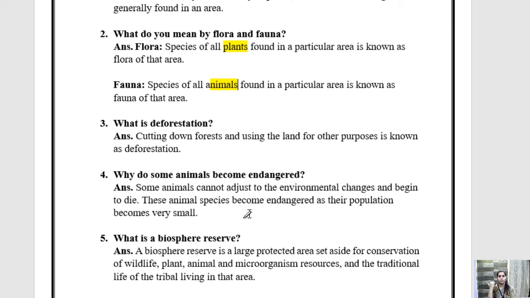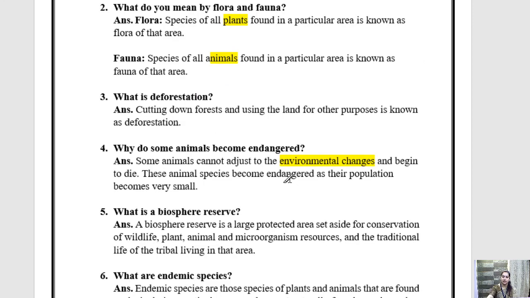This is the one reason, that is the climatic change. Because of heavy pollution, there is a drastic climatic change these days, and the animals cannot bear these changes, so they die. Alright. Hence their population decreases and they become endangered. I hope you are getting my point, children.